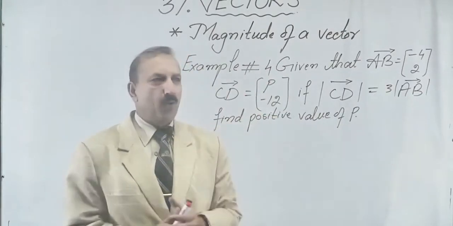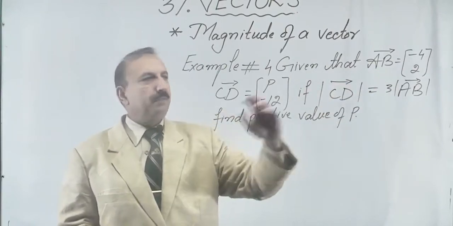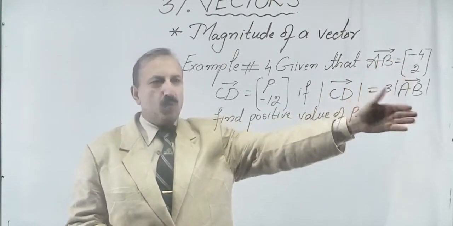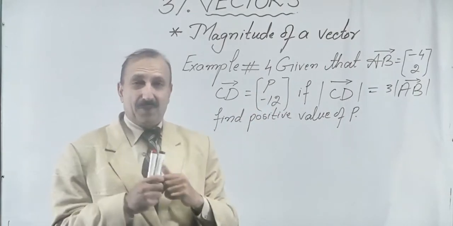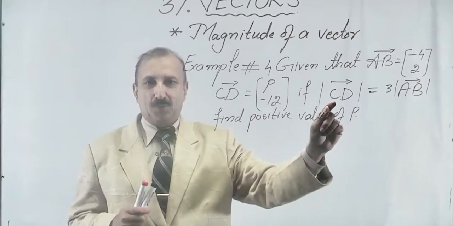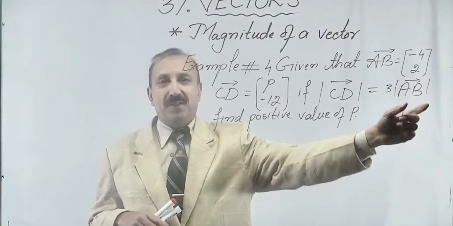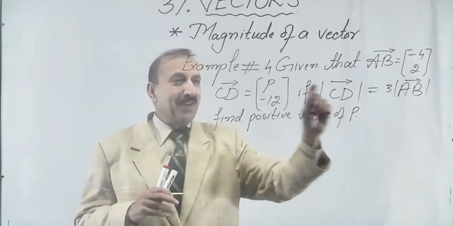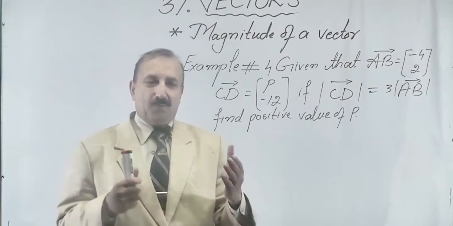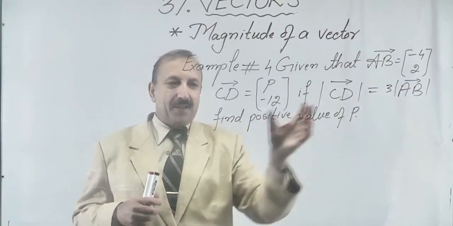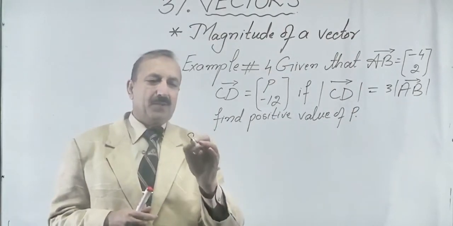This is example number 4, and the situation is we are given two vectors AB and CD. AB has coordinates minus 4, 2, and CD has coordinates P, minus 12. The condition is that the magnitude of the vector CD is equal to 3 times the magnitude of the vector AB. Then find the value of the unknown present in the vector CD. We will pick this statement and carry on the process of the magnitude of the vector. Here is the solution.